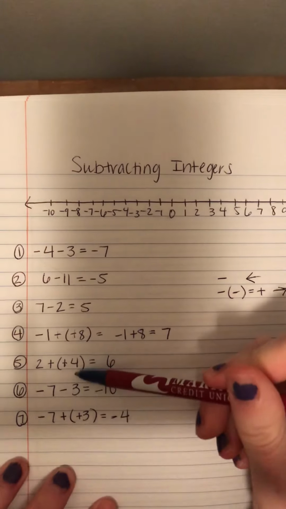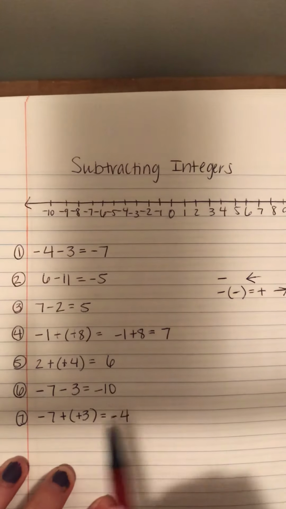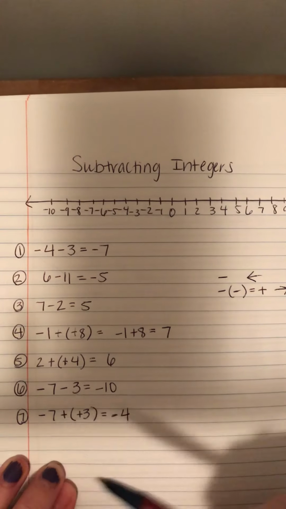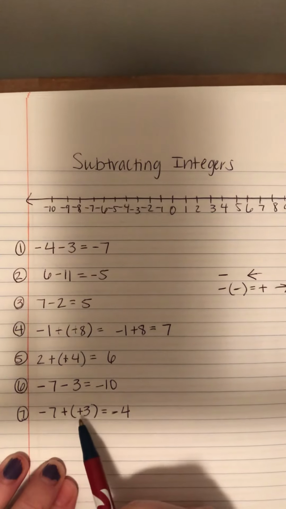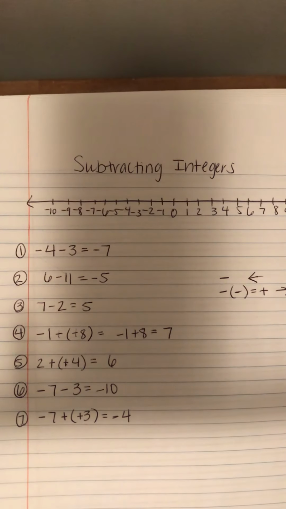So notice the difference between these two problems. If it's just a normal minus sign, we go to the left on your number line. If you have minus a negative, it's going to turn into a plus sign. The parentheses don't change anything.